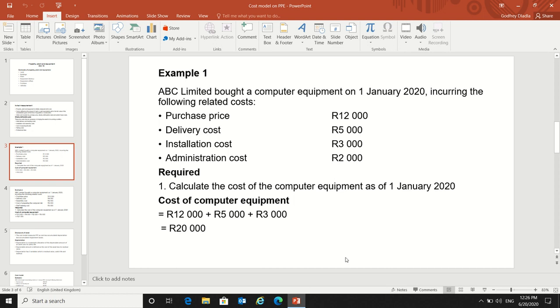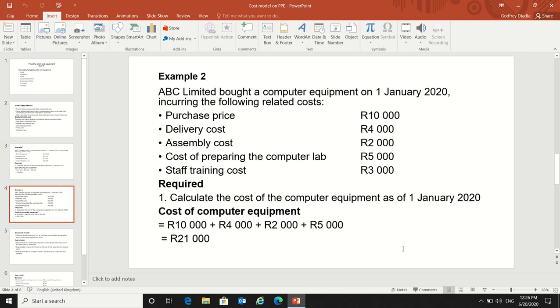The administrative costs that are incurred, they won't do anything. The computer is working already. It has been installed, it's working, you incur the administrative cost. What is it that they're going to do? No, they're not necessary. So, in calculating the cost, the cost of the asset is made up of 12,000, 5,000, and 3,000, which is 20,000. That is what will be the cost of this asset by 1 January 2020, right? Excluding administrative cost because it's not necessary, right?